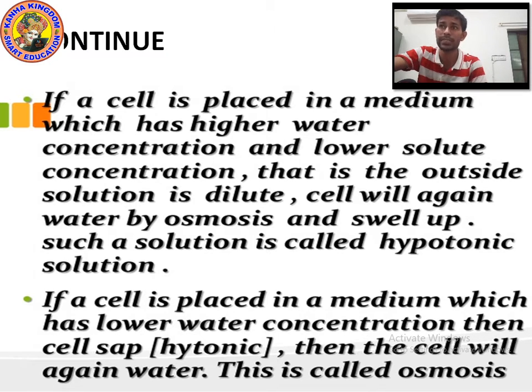We talked that if a cell is placed in higher water concentration, then it will swell up. But if it is placed in a medium which has lower water concentration, then the cell is safe. The cell will not swell up. This is known as hypertonic. If the cell gains water, this is called osmosis.